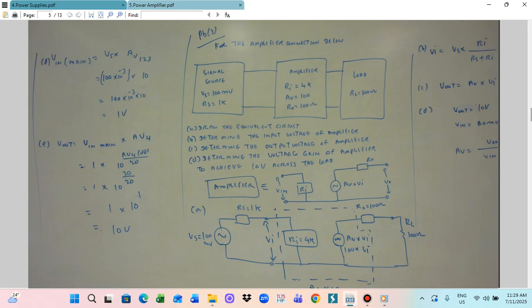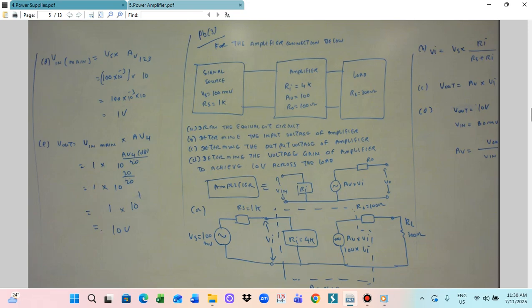This is the input resistance RI across here, and the signal source is AV multiplied by VI, and this is the output resistance RO. So this is the VI. This is the equivalent circuit of the amplifier. We have the input resistance, the input voltage multiplied with the voltage gain, and then the output resistance in series, and we supply to the load. So the amplifier can be represented by that kind of circuit.